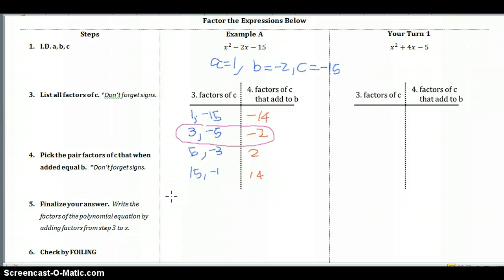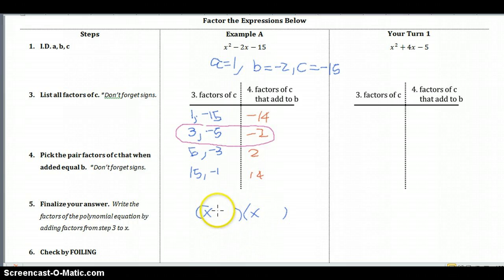Okay, so we've done steps 1, 3, and 4. Now we need to go on to step number 5, which is to finalize our answer. When we say finalize our answer, what we're talking about is writing out our factors for this expression at the top here, x squared minus 2x minus 15. And remember, this is the reverse of foiling, so this should look like a foiling problem to us. So when we finalize our answer, we're going to write out our parentheses. And in our parentheses, we should have x plus or minus something. I'll just put my x's down.